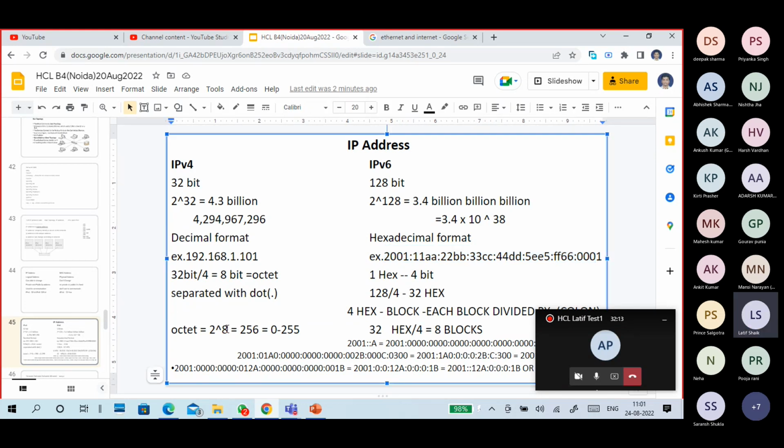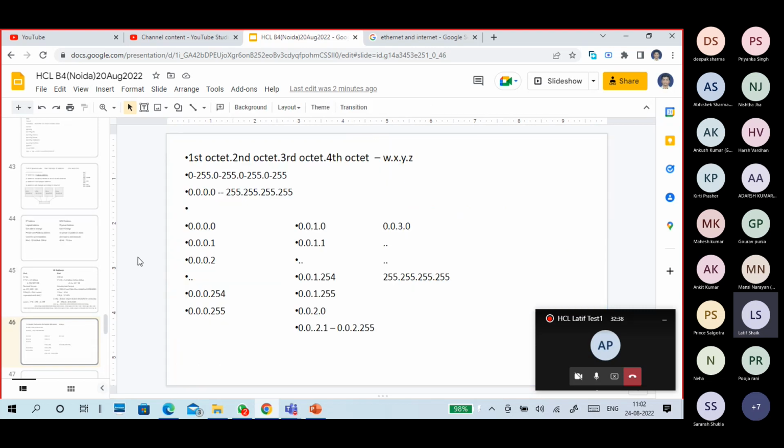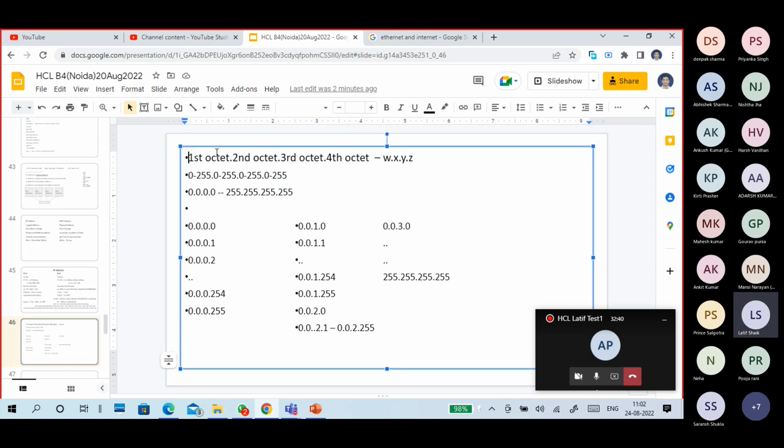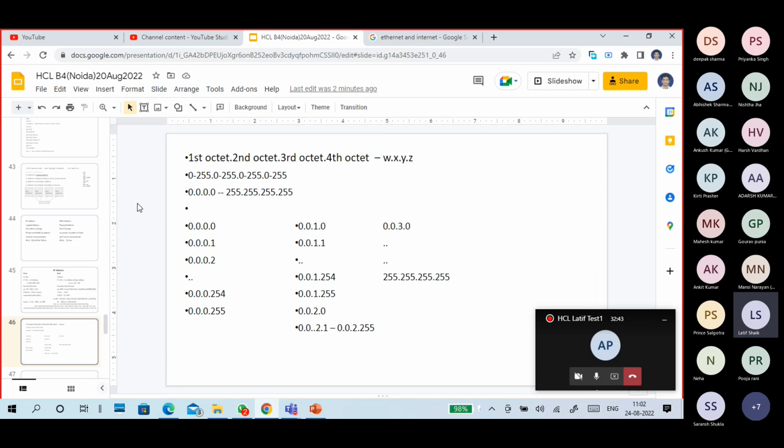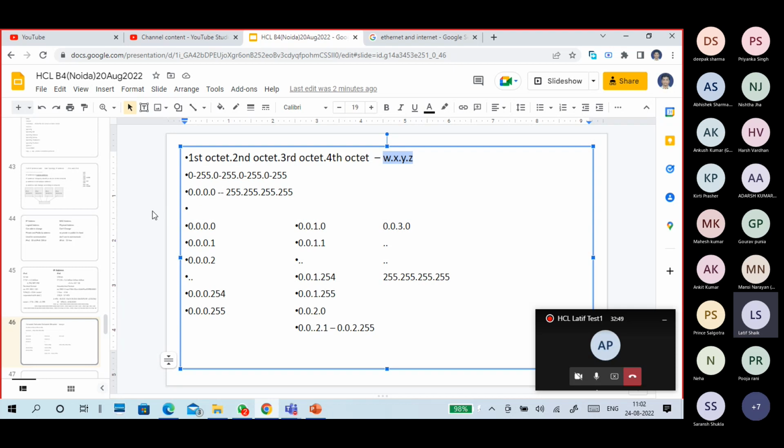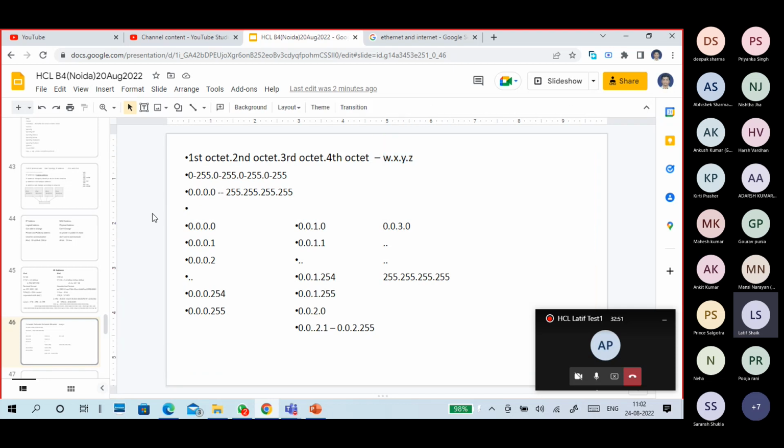In IPv4, the main thing is that each octet has 8 bits. So 4 octets means 4 times 8 bits, so it is 32 bits. 2 to the power of 8 is 256, meaning 0 to 255. Each octet range is from 0 to 255. The first one we call the first octet, the second is the second octet, then the third octet and the fourth octet. You can also write them as A, B, C, D, no problem. That depends on how you learn.